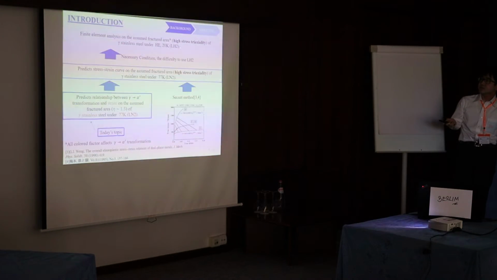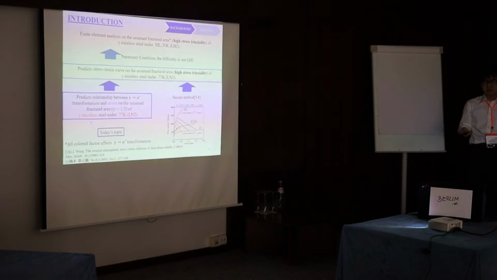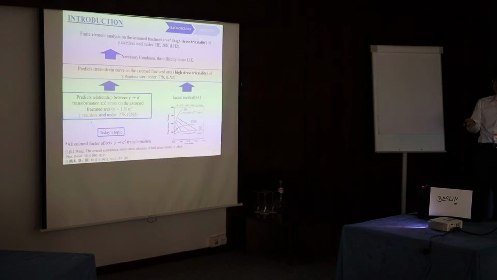This is what I mentioned before. And because of the difficulty of using liquid hydrogen so casually, we firstly want to predict the stress strain curve on the assumed fracture area of austenitic stainless steel under 77 Kelvin, which means liquefied nitrogen. And this statement has two factors. The first is the mean field method. It is a kind of method to simulate the stress strain curve of dual phase metal. And I would like to omit the details.